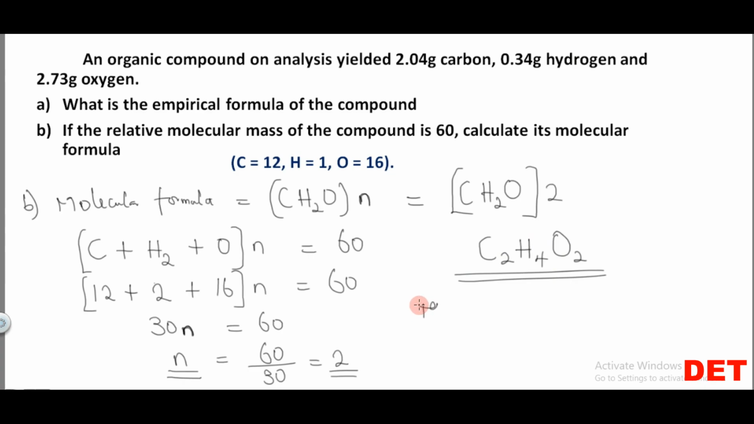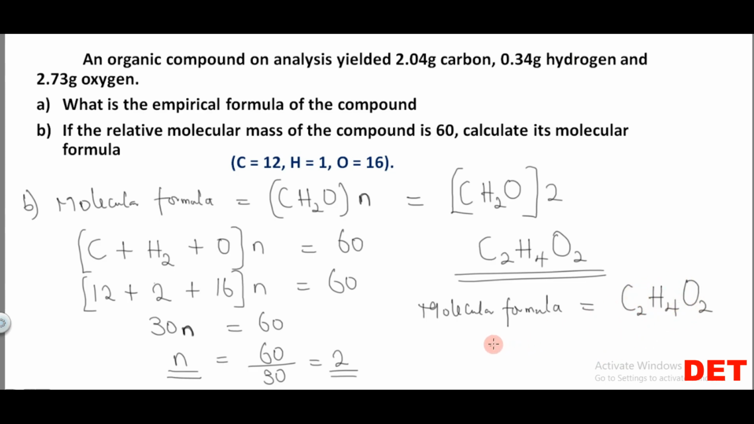So the molecular formula is equal to C2H4O2. This is the formula that shows you the actual number of atoms of the elements present in one molecule of this compound. In this compound we have 2 carbon, 4 hydrogen, and 2 oxygen. And this is ethanoic acid.